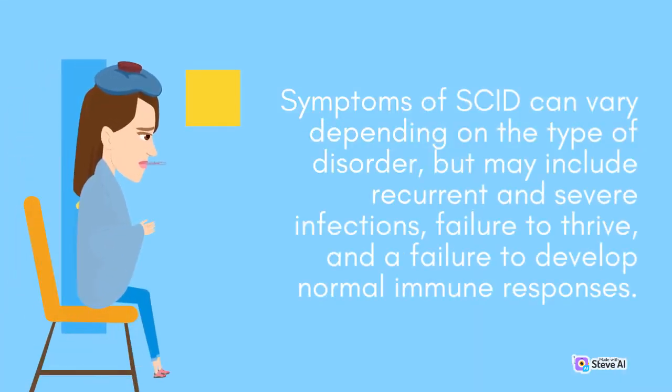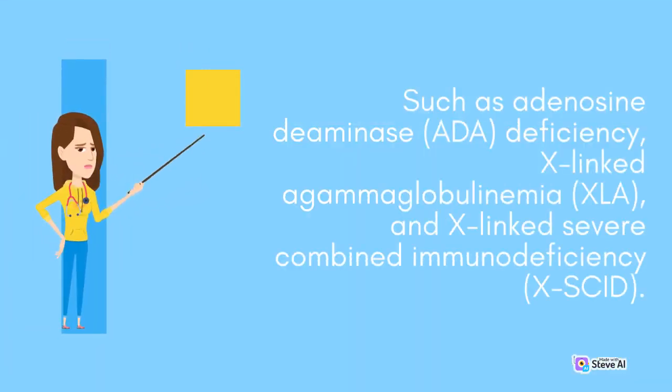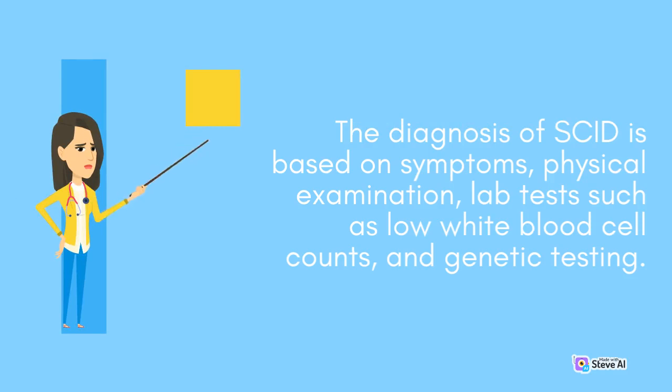Symptoms of SCID can vary depending on the type of disorder, but may include recurrent and severe infections, failure to thrive, and a failure to develop normal immune responses. Some forms of SCID are associated with specific enzymes or proteins, such as adenosine deaminase, ADA, deficiency, X-linked agammaglobulinemia, XLA, and X-linked severe combined immunodeficiency, XSCID. The diagnosis of SCID is based on symptoms, physical examination, lab tests such as low white blood cell counts, and genetic testing.